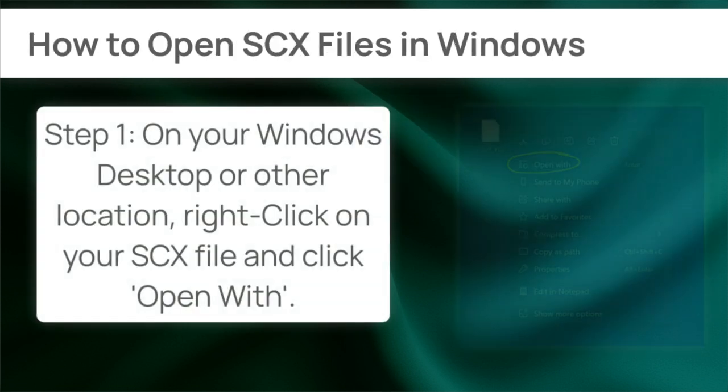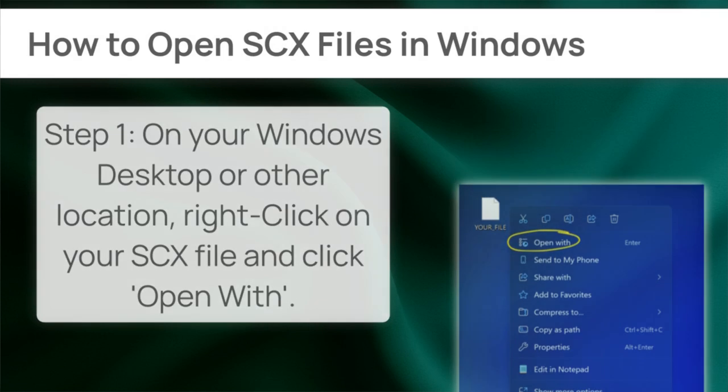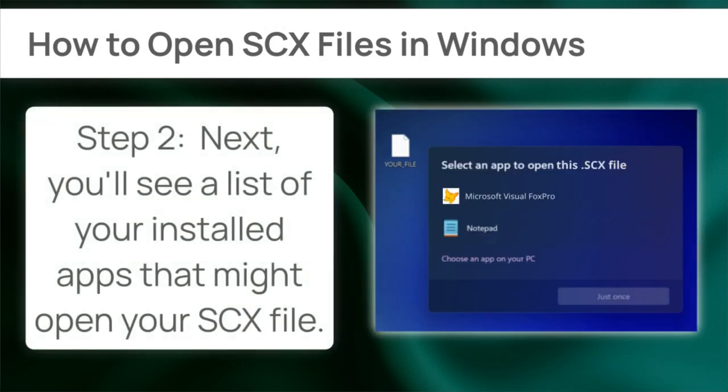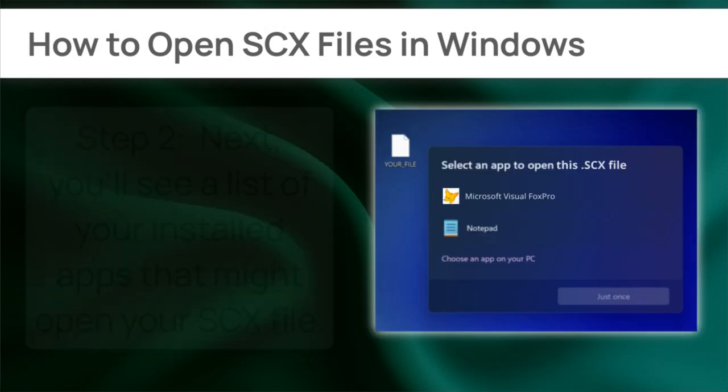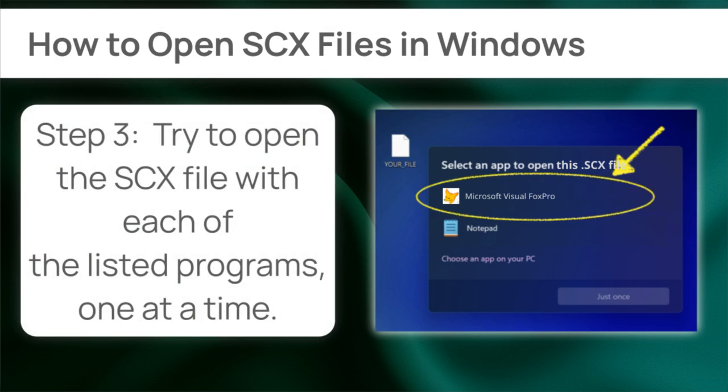To resolve the incompatible file format error, right-click the SCX file and choose Open With. Prioritize Microsoft Visual FoxPro if available. If absent, choose another application. We are searching for the correct file link.